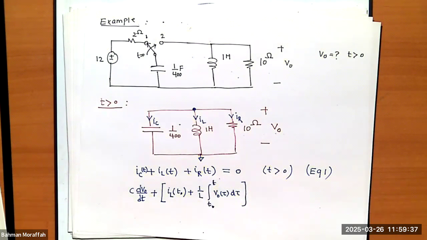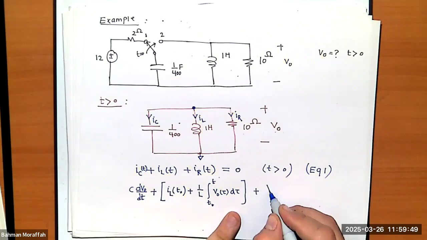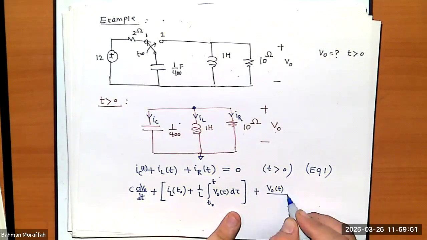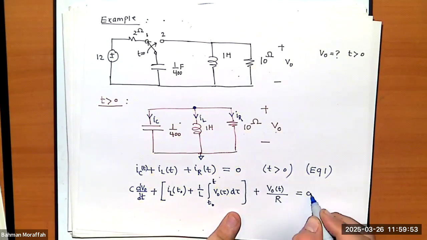What is IR? I know voltage across it is V out. What is current through it? It's Ohm's law, right? So it is plus V out of t divided by R, and that must be 0.